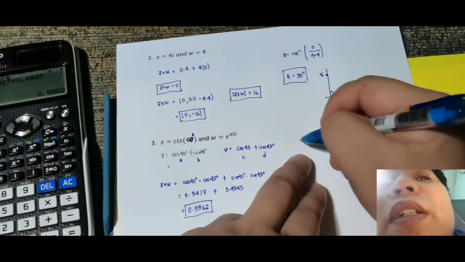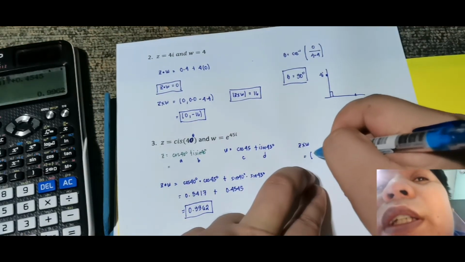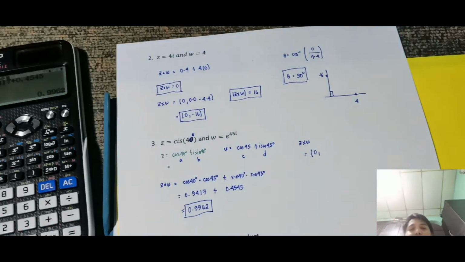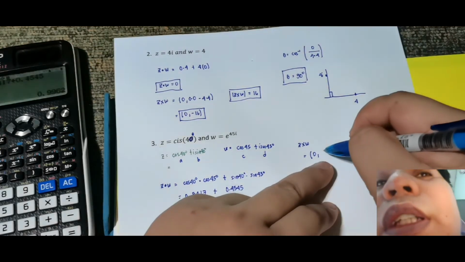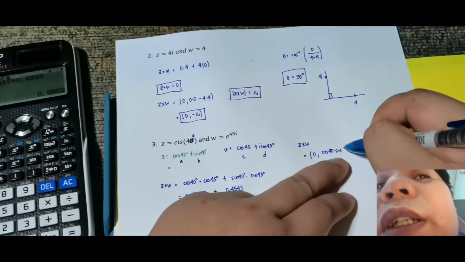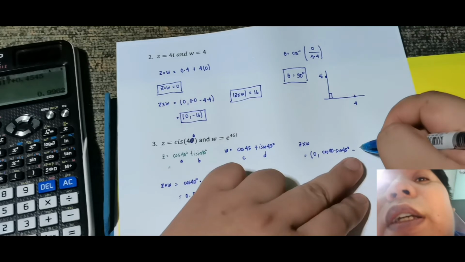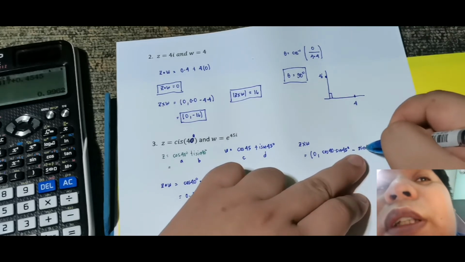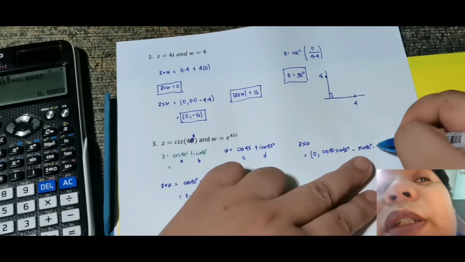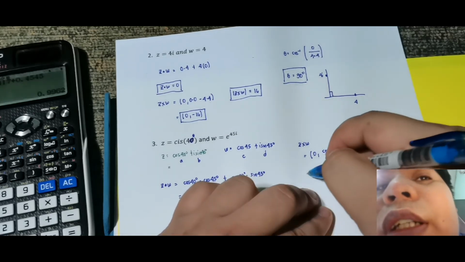Next is Z cross W. Z cross W is outer saka inner, no? So outer saka inner, so that is cosine saka sine. So that is cosine 40 degrees times sine 45 degrees minus sine 40 degrees times cosine 45 degrees. Okay, so check natin ano value nun.